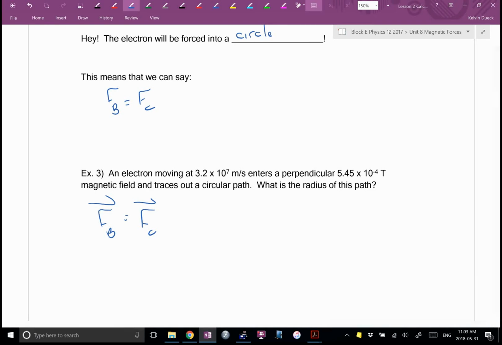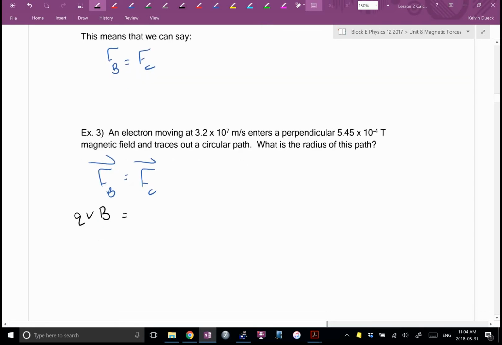What was our equation for magnetic force on a particle? We just wrote it in the box on the previous page, or it's on your formula sheet. qvB equals. And then just watch for a second. I'm going to do a thought process. Don't write this down. I would say it's MAC. Stop. Don't write that down.